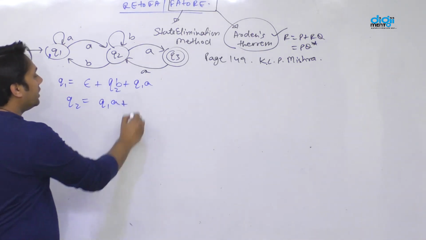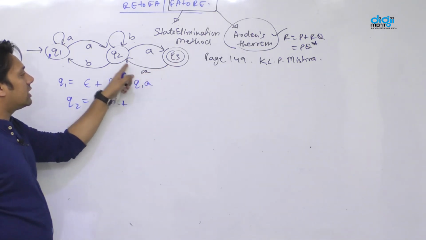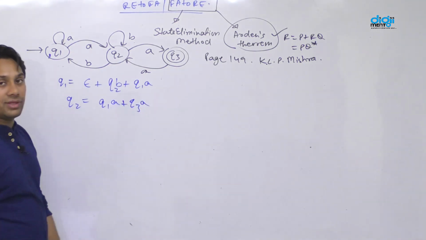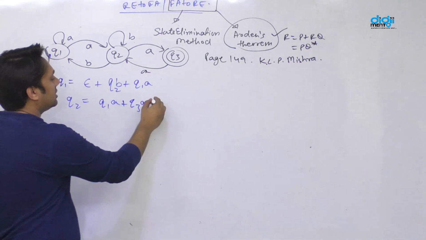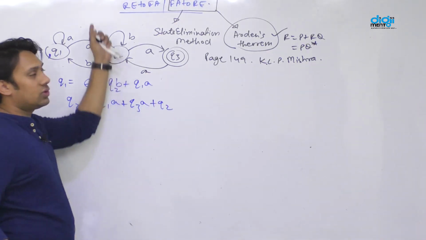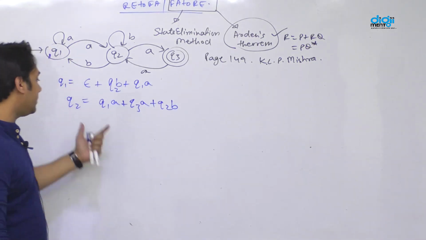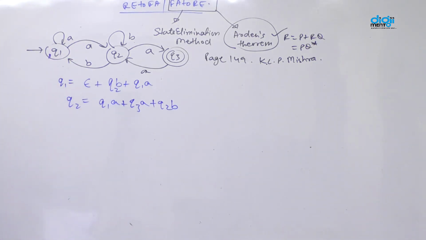As well as if you are at a state Q3 and you are looking at a symbol A, still you can reach Q2. As well as if you are presently at a state Q2 and you give symbol B again, then you can reach Q2. So this will be an expression for the state Q2. तो ये जो expression है, this will be the expression for the state Q2.